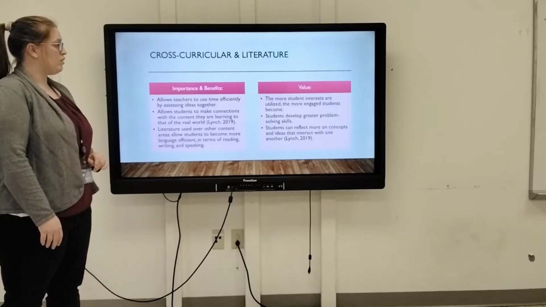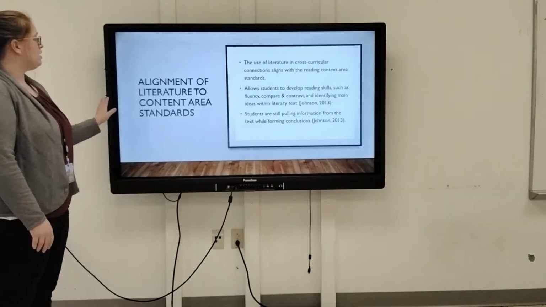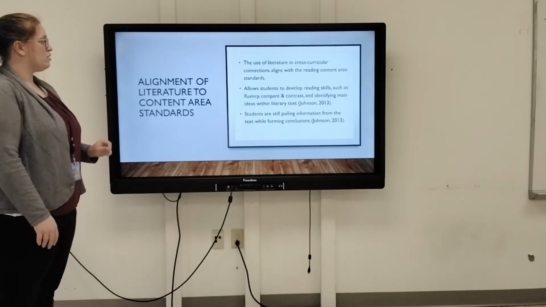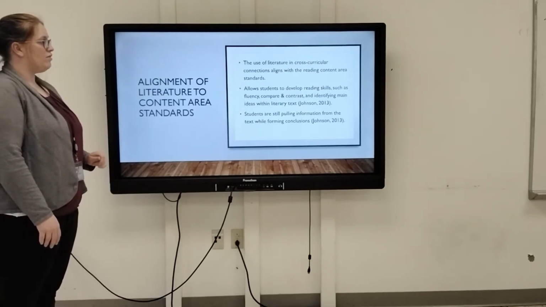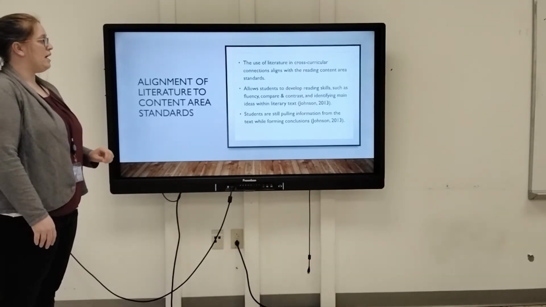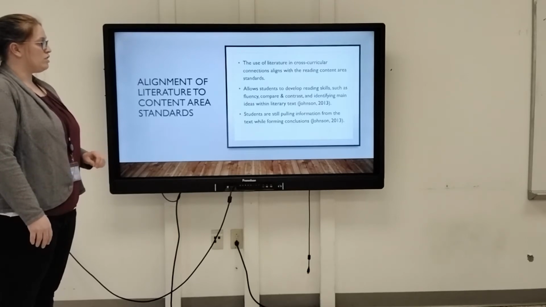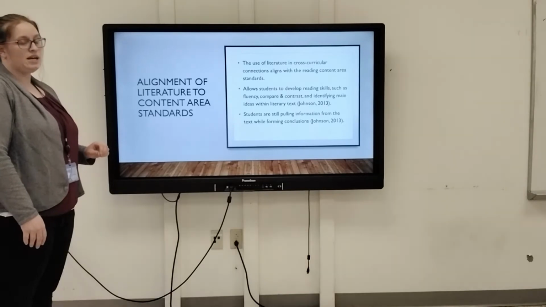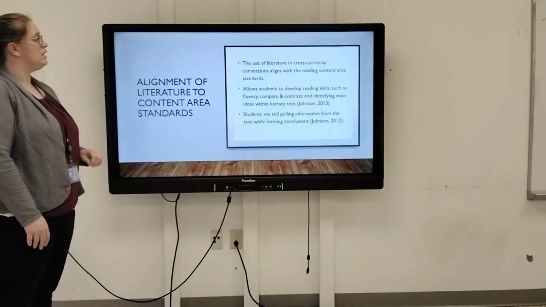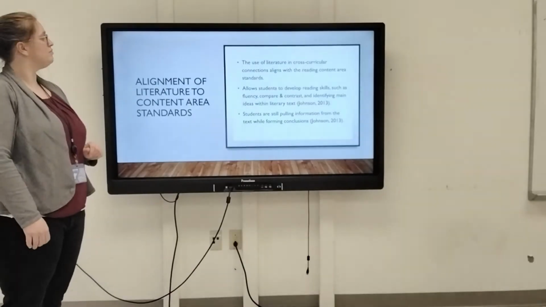Students are also developing greater problem-solving skills and reflecting on more concepts. The alignment of literature to the content standards is that it allows students to develop reading skills such as fluency, compare and contrast, and identifying the main ideas within a literary text. Students are still pulling information from the text while forming conclusions, whether it be science, social studies, or math. It's still in the form of literature to allow students to make greater connections.